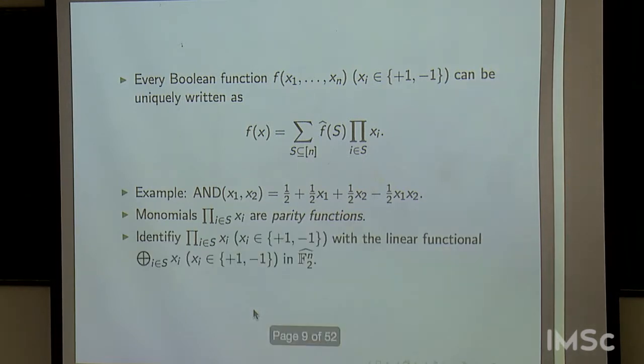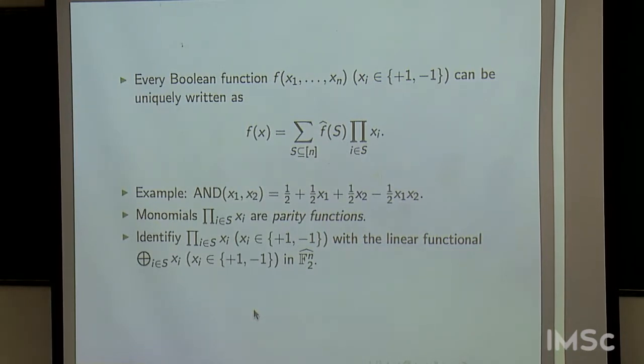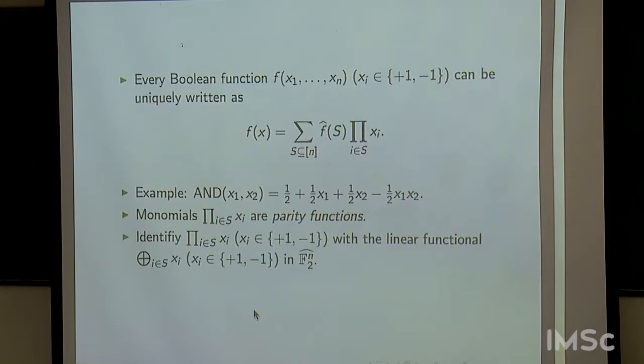Parities can also be thought of as linear functionals, linear functions from the field F2 to the n to F2. The set of all linear functionals under the natural addition also forms a vector space over the same field, and that's called the dual vector space, F2 to the n hat, over F2, and it's isomorphic to F2 to the n. From now on, we'll identify the monomials as vectors in this dual space. So we'll identify the monomials as linear functionals.